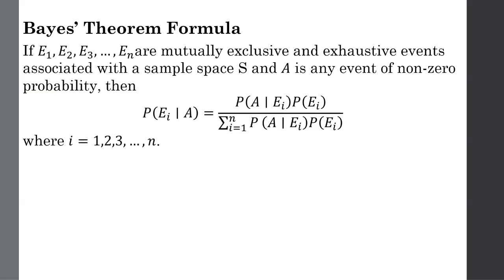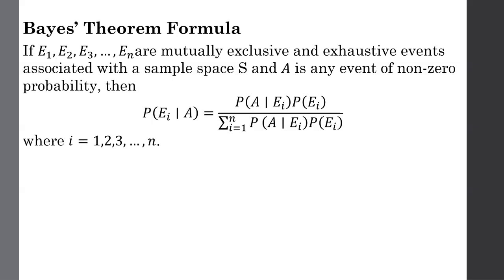Now we state Bayes theorem in general form. If E1, E2, E3 up to En are mutually exclusive and exhaustive events associated with a sample space S, and A is any event having non-zero probability, then the probability of event Ei given A is equal to the probability of A occurring given Ei multiplied by the probability of Ei, divided by the sum of all probabilities of A occurring under each event Ei multiplied by their respective probabilities, where i equals 1, 2, 3 up to n.